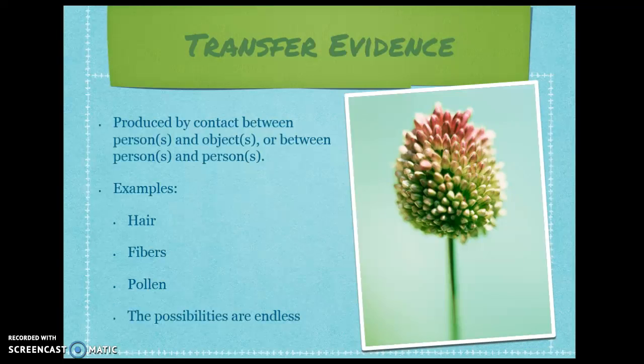Transfer evidence is produced by contact between persons and objects, or persons and persons, or objects and objects. The top three examples would be hair, fibers, and pollen. Hair transfers quite often. If you go over to a friend's house that has a dog or a cat, you usually leave with part of their dog or their cat on you. And then pollen is another one. It's very easily transferable.